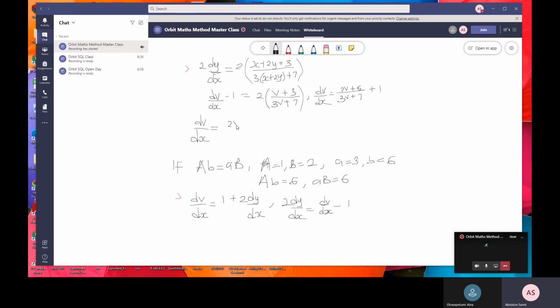(2v + 6) plus (3v + 7), all over 3v + 7, and this is equal to (5v + 13) all over (3v + 7).